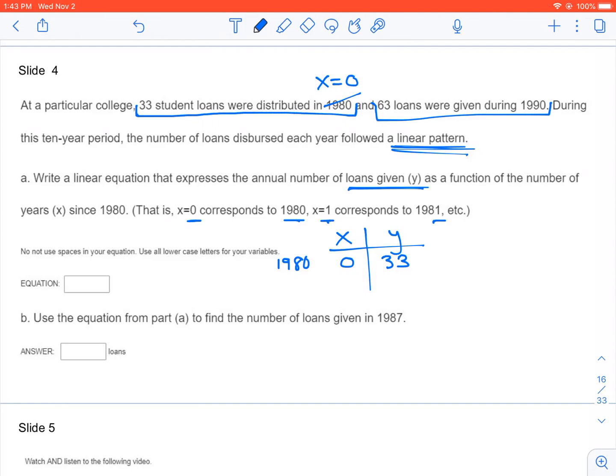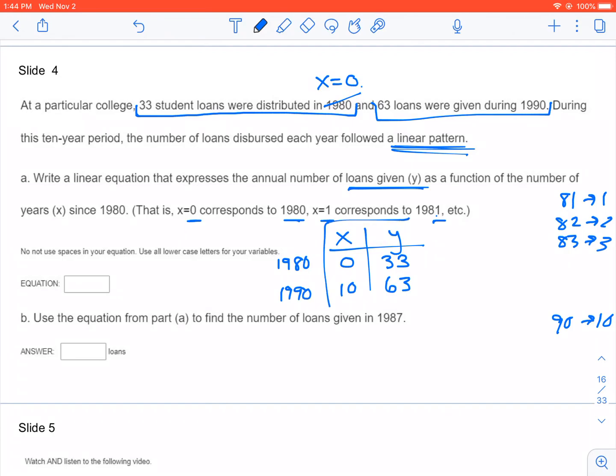And then it says that 63 loans were given in 1990. So if 80 is 0, 81 is 1. If you need to make a list, you can. 81 is 1, 82 would be a 2, 83 would be a 3. What would 90 be? Hopefully you saw the pattern and you realize that would be a 10. And out to the side, I'm going to write that was 1990.